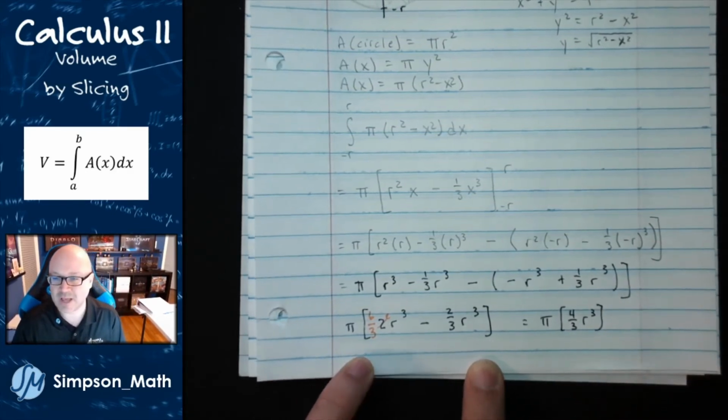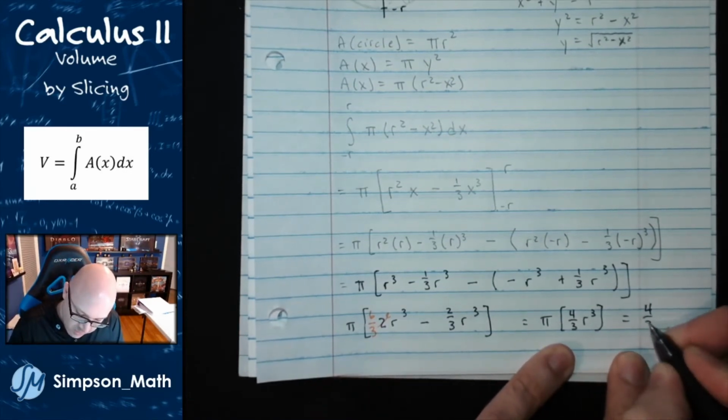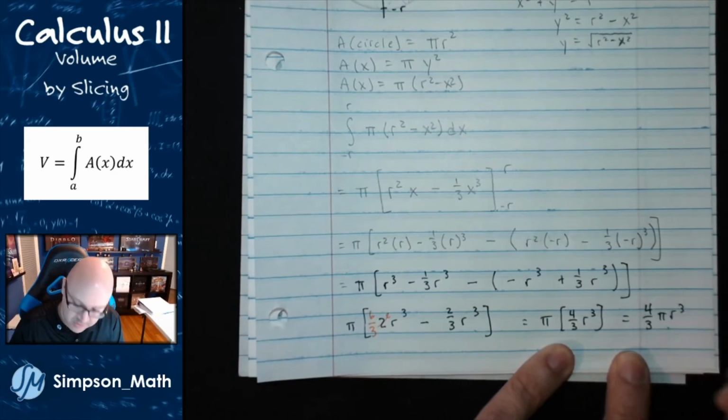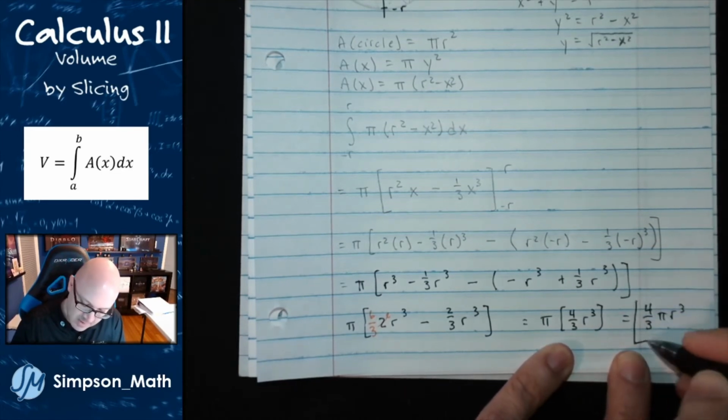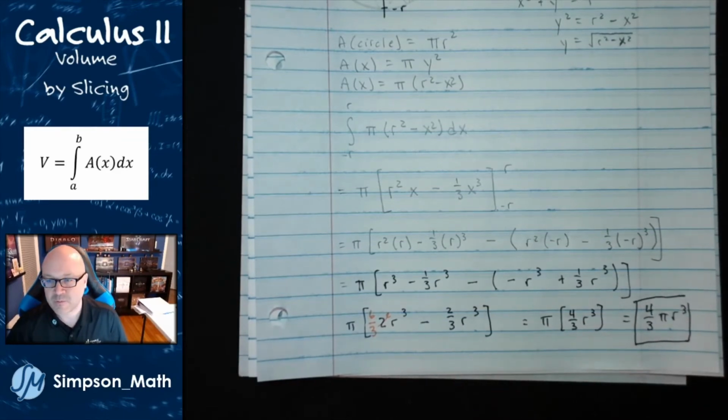Oh, and I've done it. Oh my gosh. Yeah. So I'll clean it up a little bit. We can say it's 4/3 pi r cubed. That would be the volume of a sphere.